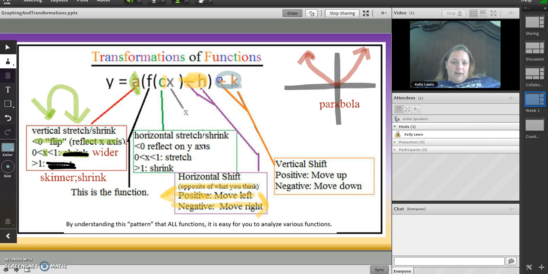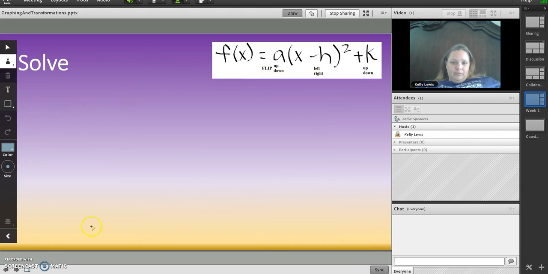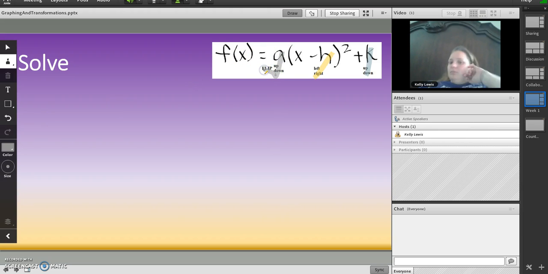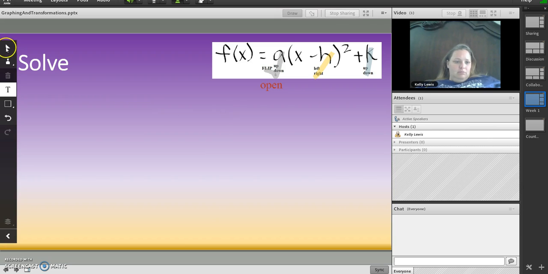Then all by itself, there'll be a number being added or subtracted. If that number is positive, it will move up. If that number is negative, it will move down, right? That seems very complicated. I promise you it's not. So the number all by itself moves up and down. The number with x goes left or right, and it's opposite of what we think. The number in the front makes it open, we should have said flip, up or down.